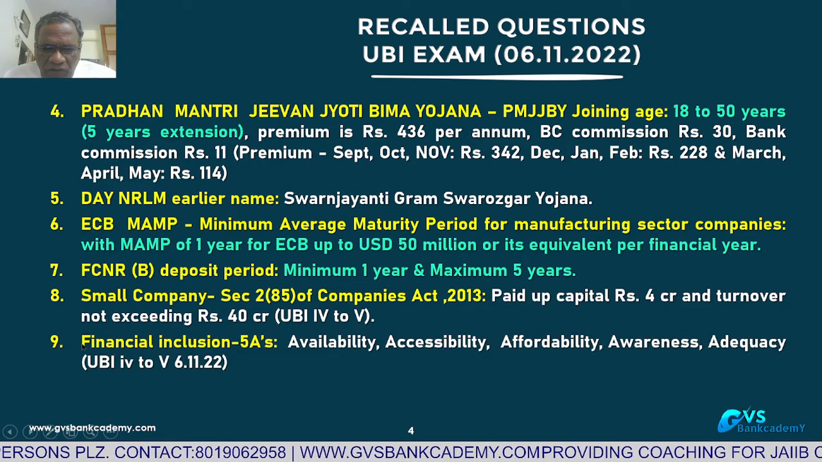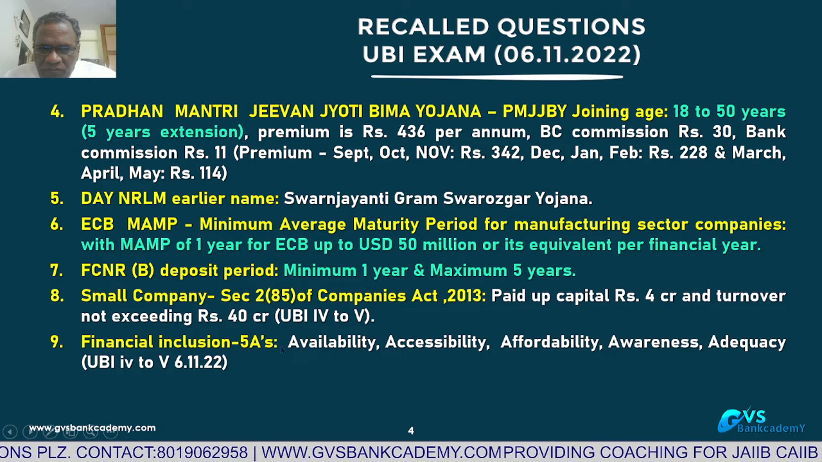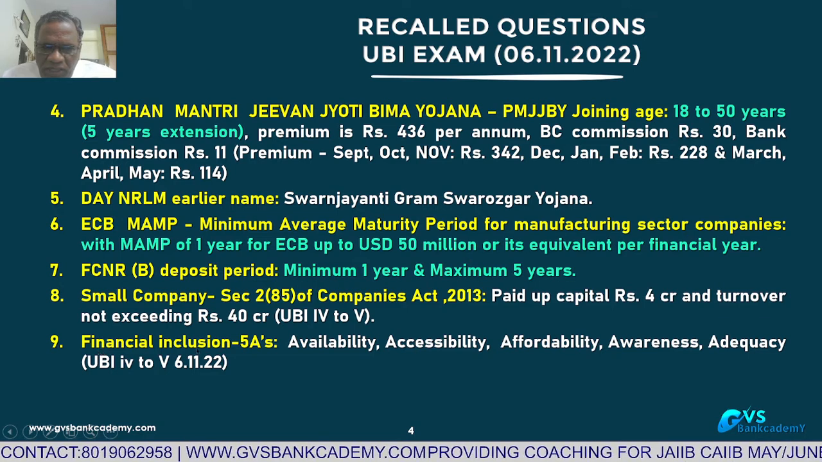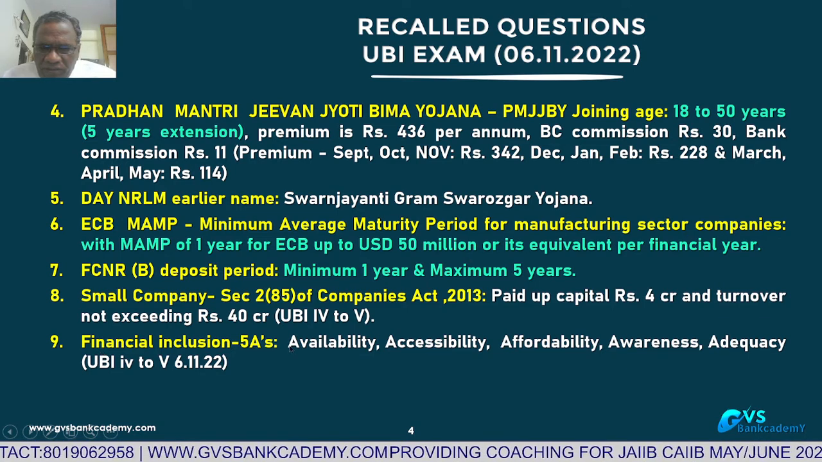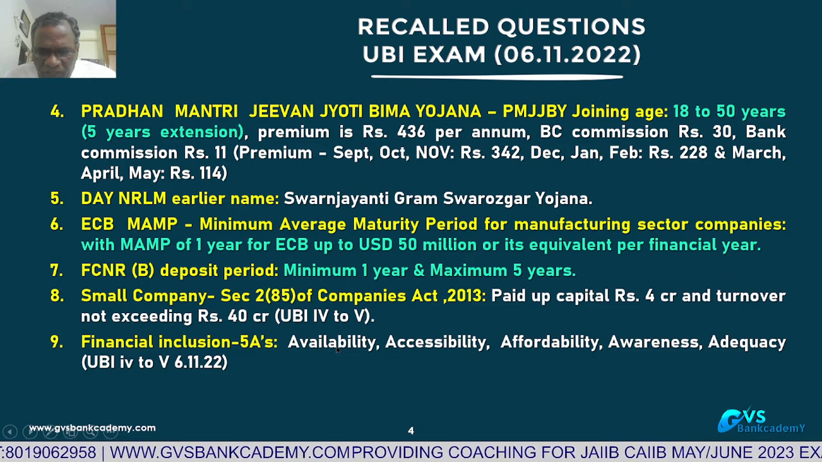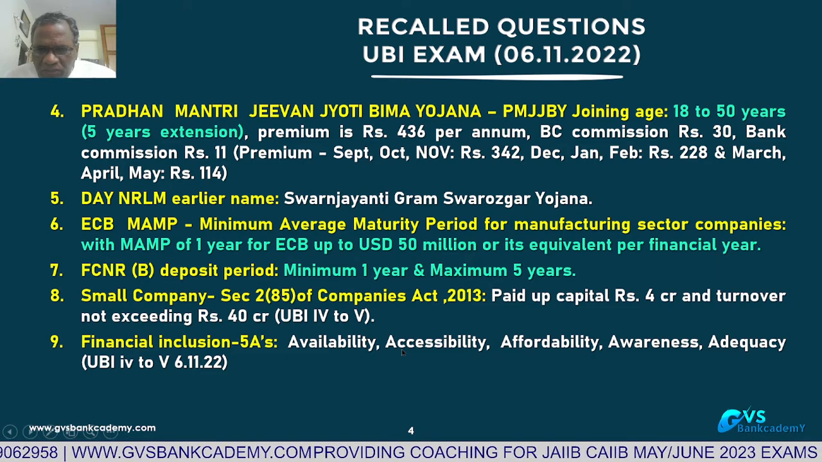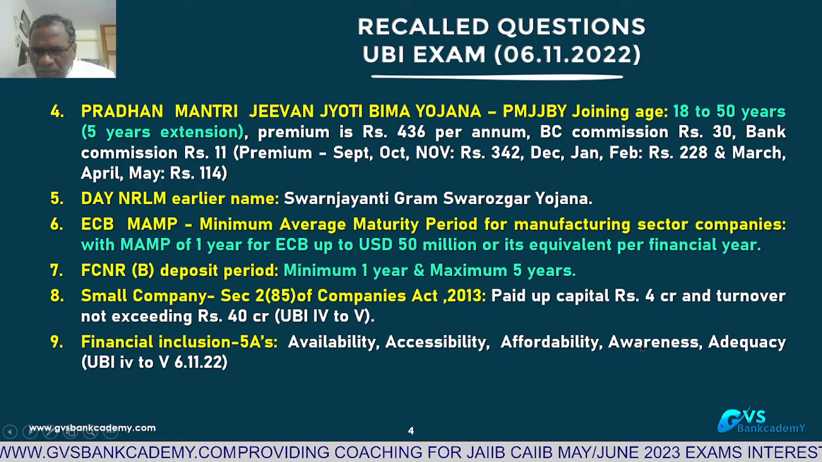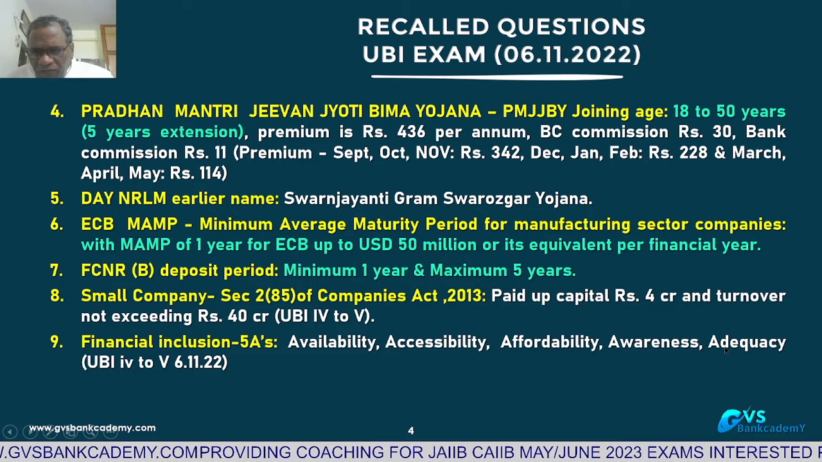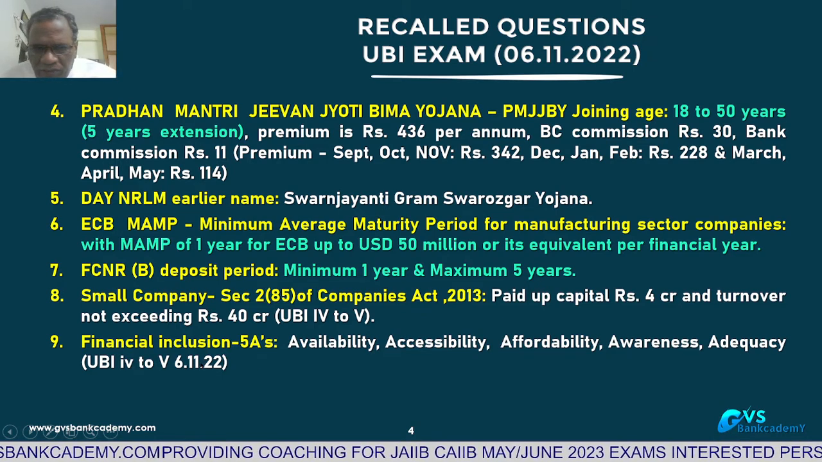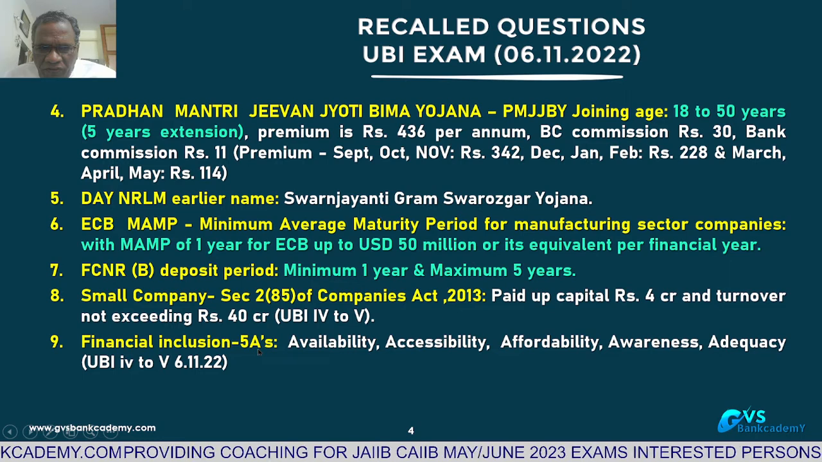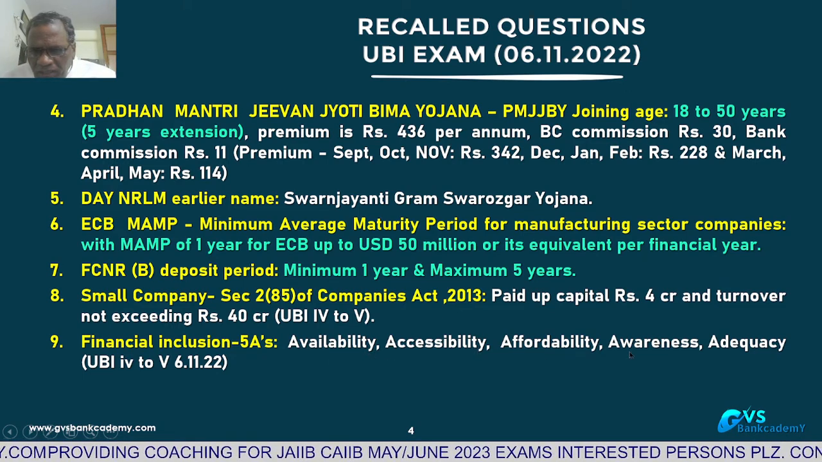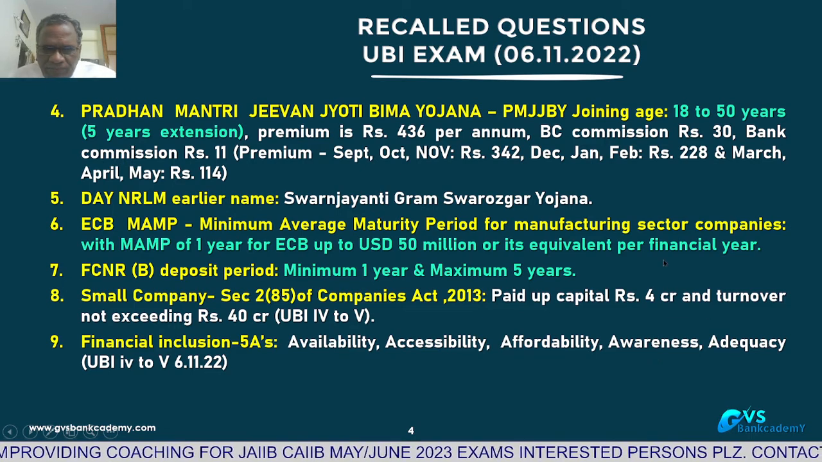What are the financial inclusion 5 A's? A simple question but a difficult question. Availability of credit and banking facilities; accessibility, easily reachable; affordability, low cost; awareness, propaganda and advocacy, enough facilities you have to provide. So the financial inclusion 5 A's are: availability, accessibility, affordability, awareness and advocacy.